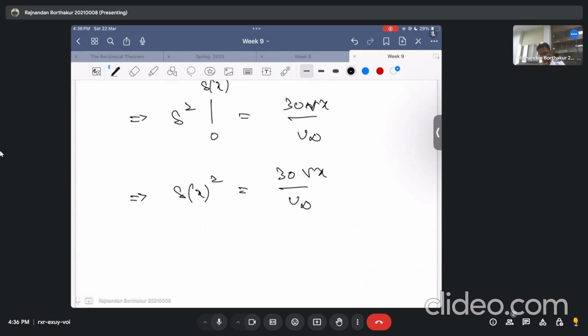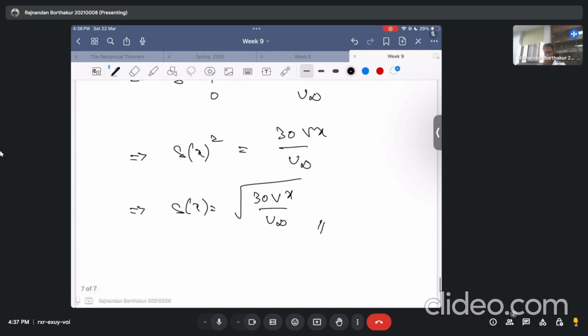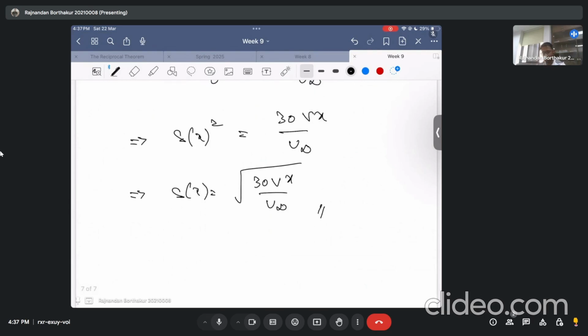Okay. And then this delta varies as square root of 30 mu x by u infinity. That's it. That's the result that the question is asking. And you can appreciate here that you can show that your delta, which is a function of x, varies as square root of x. This is something that you can appreciate from this result.